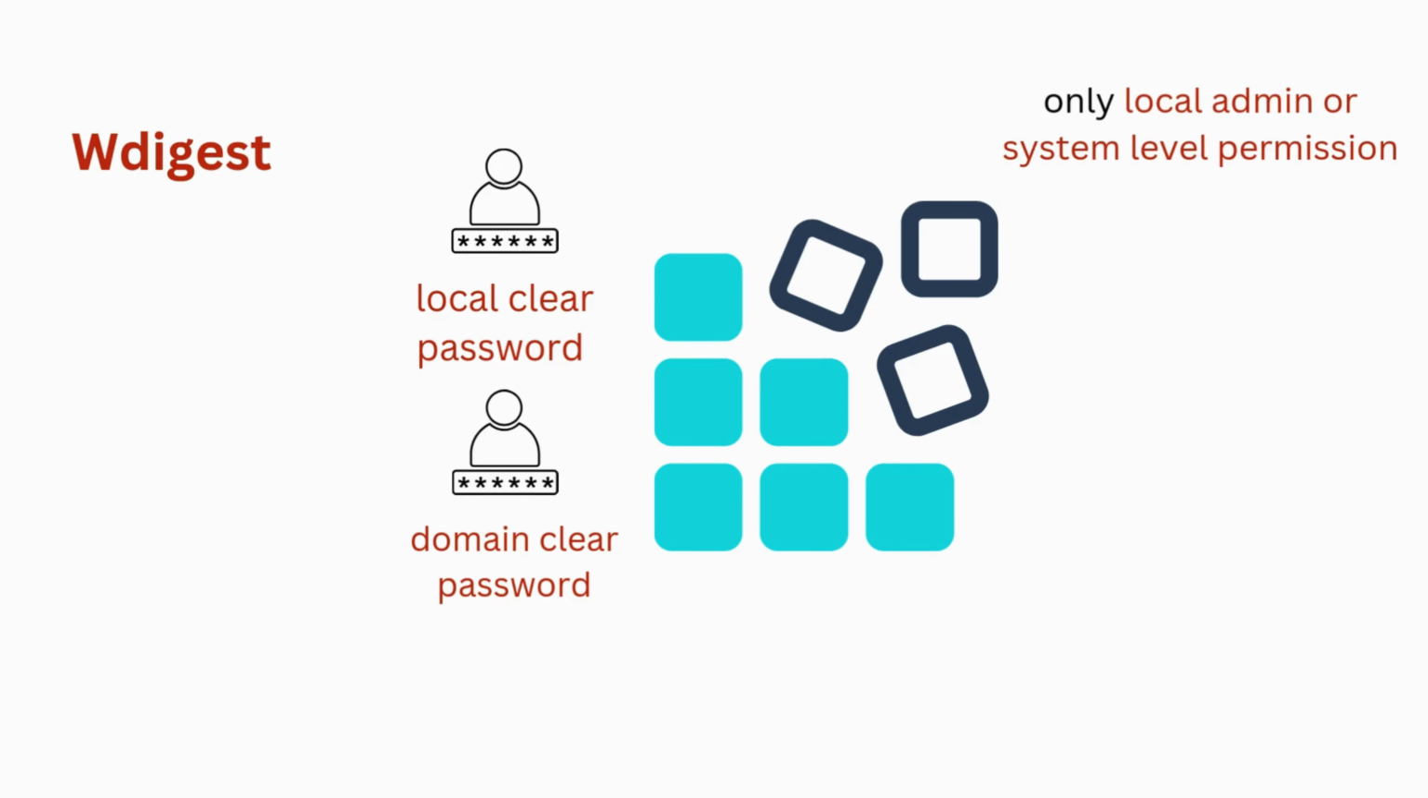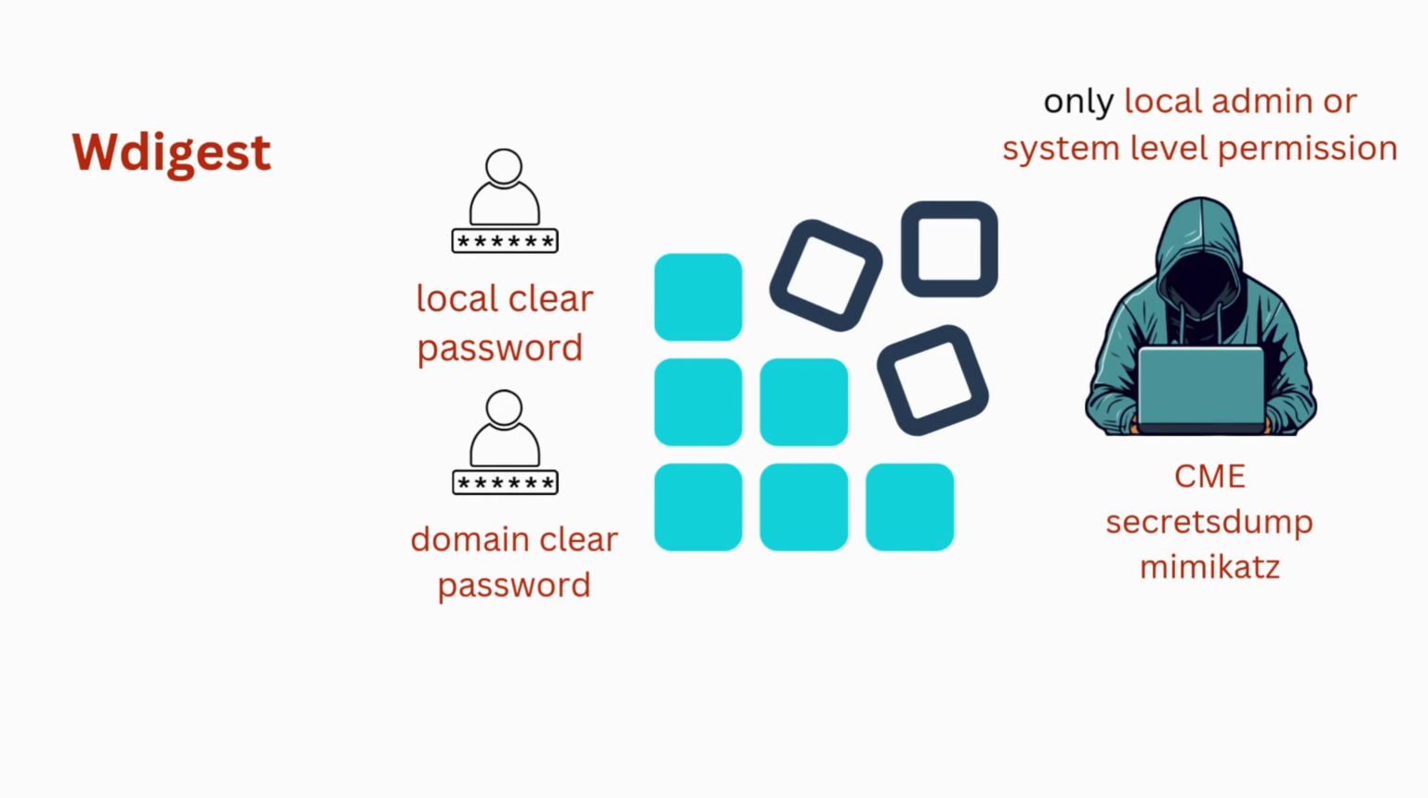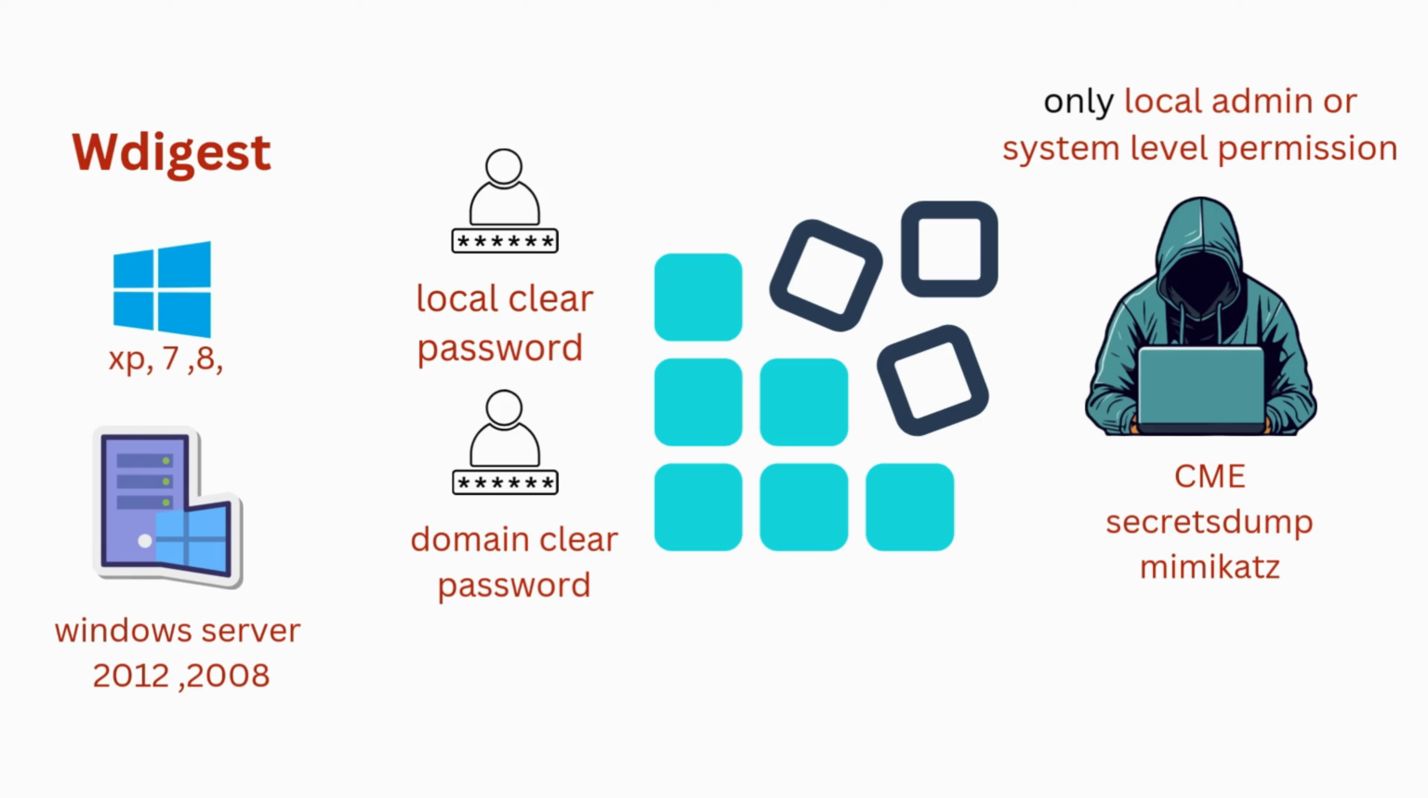So here, again, the only person that can get access to that information is the local admin or a person that has system level permission. And again, if the attacker has the credentials of these users, then he or she can use CrackMapExec, SecretsDump, and related tools in order to dump these clear text credentials from the registry. WDigest is by default enabled on Windows XP, 7, 8, and on Windows Server 2012 and also 2008. So it's really important for patch management to turn off WDigest on these systems. Now that we have understood these core concepts, let's dive into our practical credential dumping with CrackMapExec and SecretsDump.